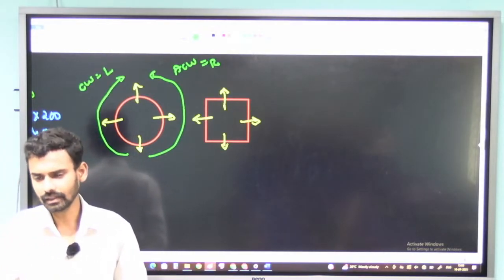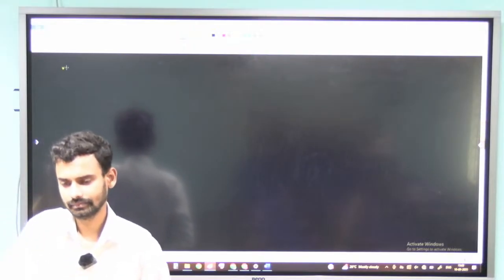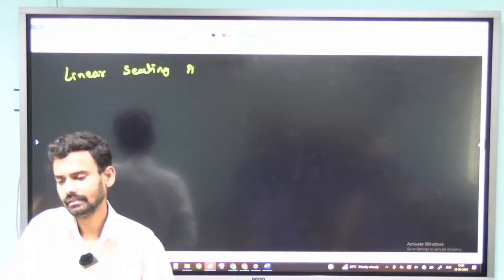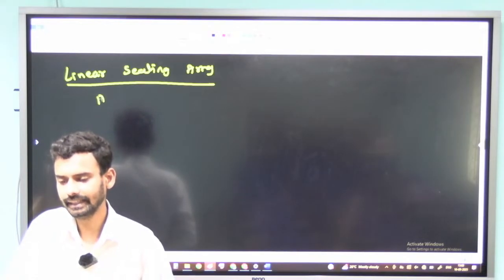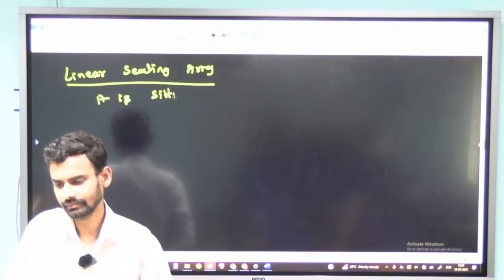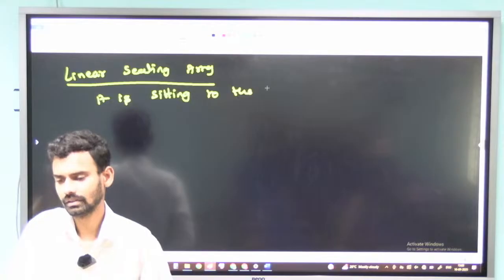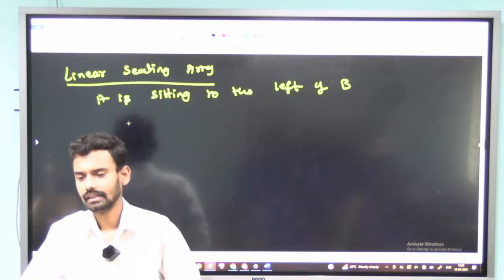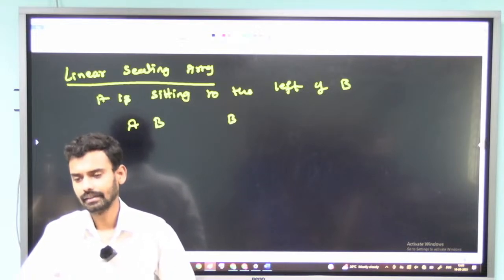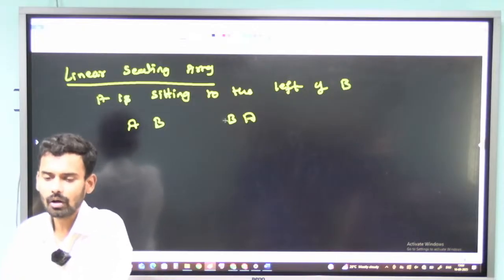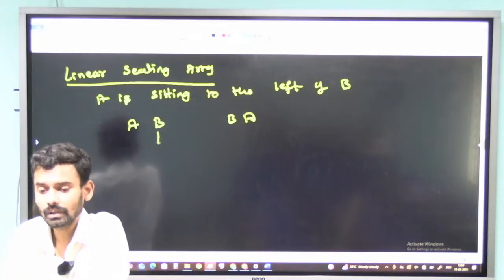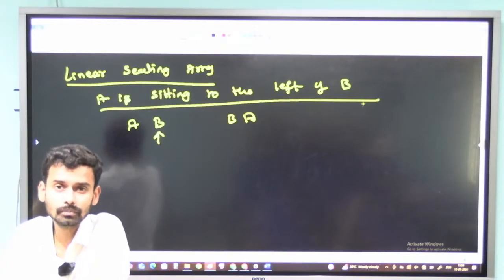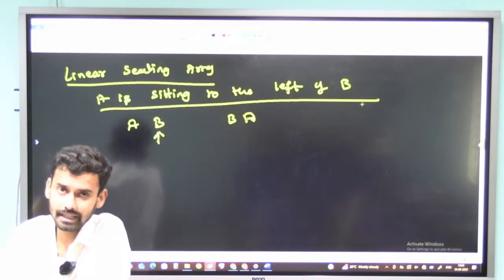Then coming to the next part, especially in linear seating arrangement, this type of statements will be given. A is sitting to the left of, let's say, B. So the condition is either AB or BA. If I generally ask which is correct, then obviously we will prefer the first one because we assume that they are facing north, but that facing north is not given to me, so I should not assume the facing direction. So I can say both are correct in this case.